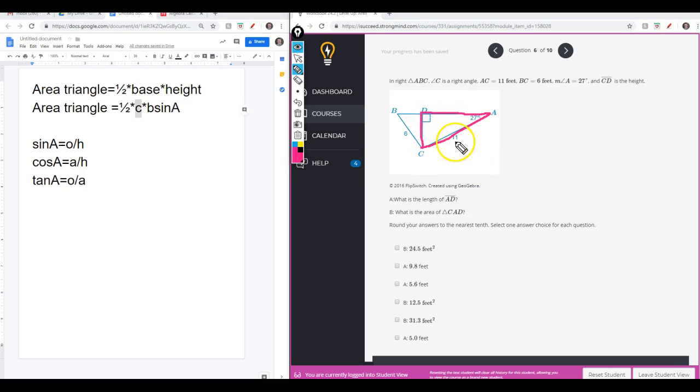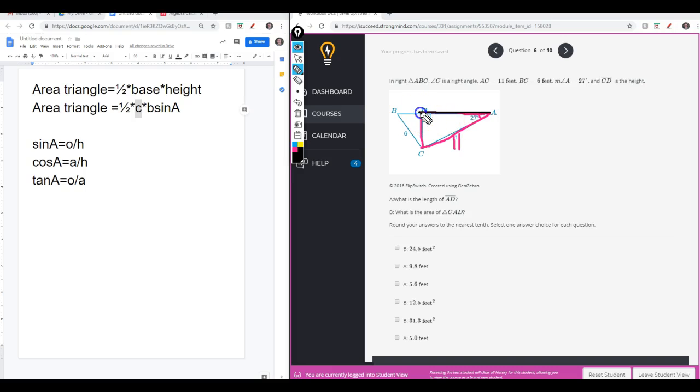And notice that we have side length AC, which is 11. We have the angle A, which is 27 degrees. It is asking us to find the length of AD right here, and then to find the area of the triangle. So let's find our length of segment AD.